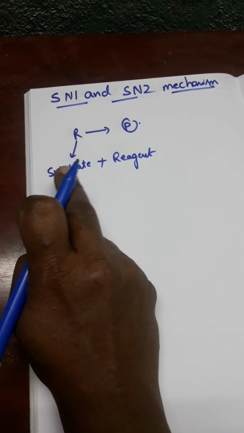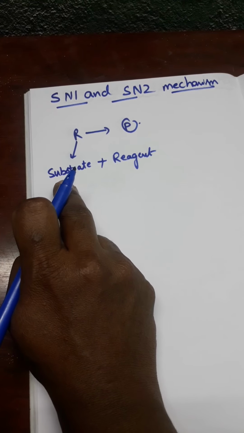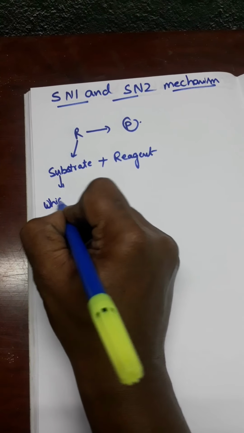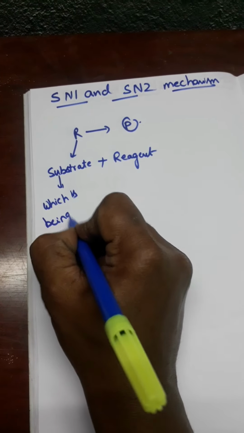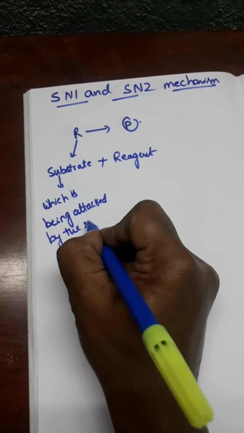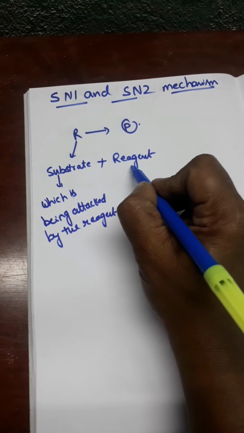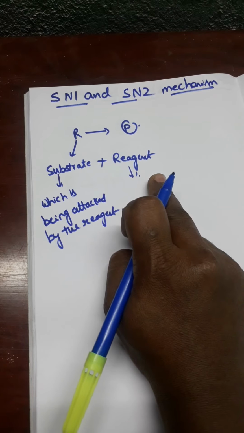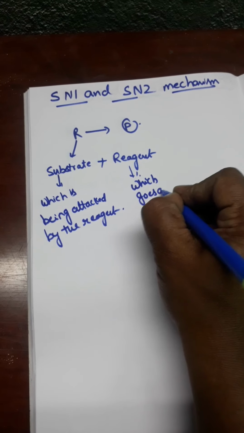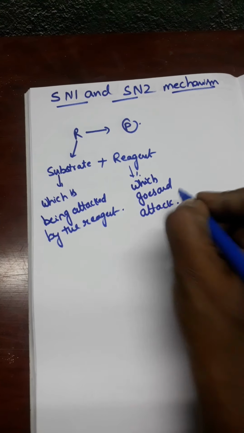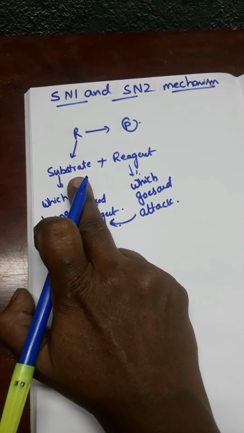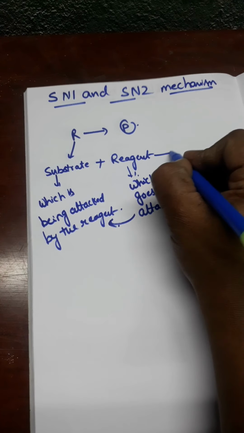Here what are the substrates? The substrate is being attacked by the reagent. And what is the reagent? The reagent is the substance which goes and attacks. The substrate is what is being attacked by the reagent, and the substrate will react with the reagents to give the product.